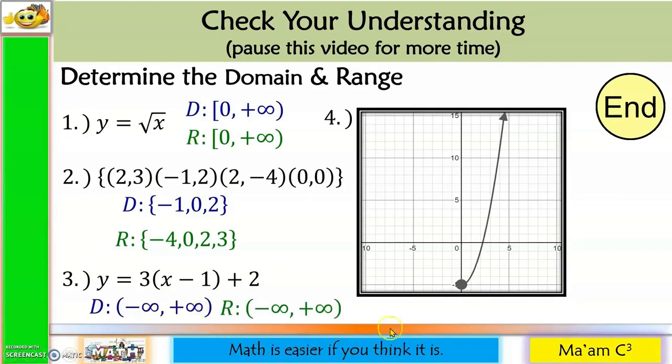And for number 4, looking at the x-axis, we first saw the graph at x equals 0. And then since this will go infinitely upward, then this width will also go infinitely wider. So from 0 to positive infinity. And for the range, from the minimum value, which is negative 5, going up, so negative 5 to positive infinity.